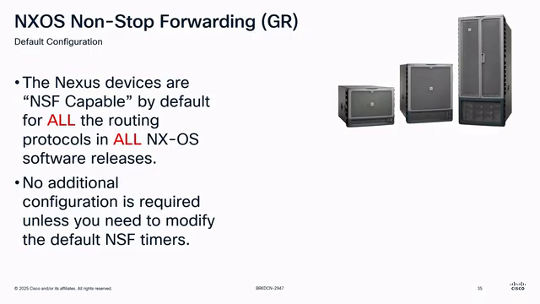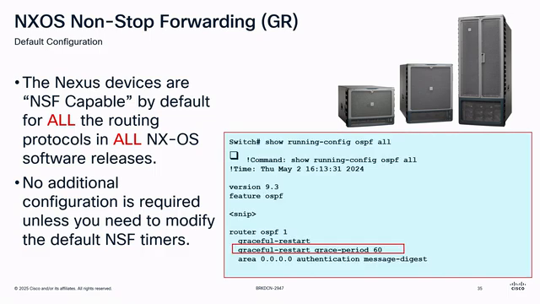Okay, so we don't have to do any additional configuration. By default, when you boot up your box, you're already capable for GR or for NSF forwarding. You can just tweak the timers if you want. That's something you can play with if you want to make it a little longer, to say, okay, I may be taking a little bit longer to configure my system or come back in the network or reconverge, so you can change that. Other than that, you don't need to do anything. By default, it's already capable.